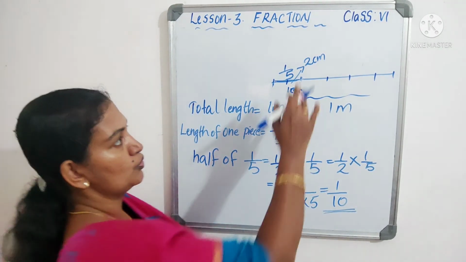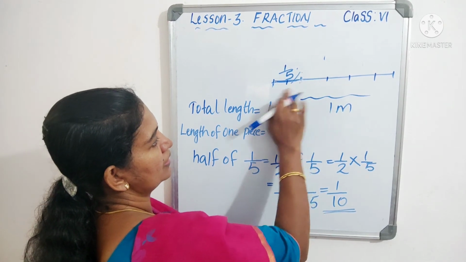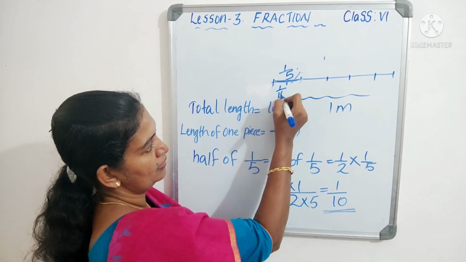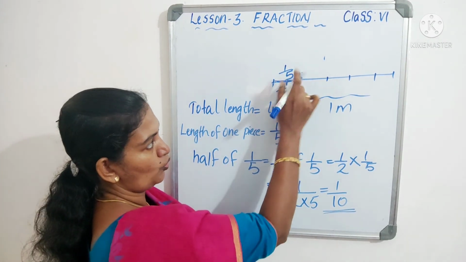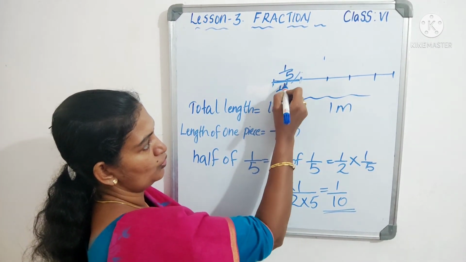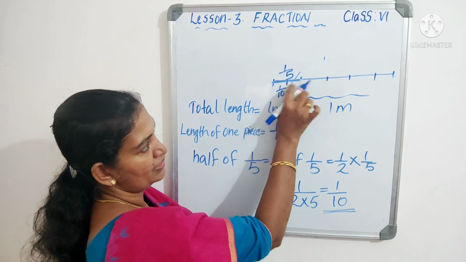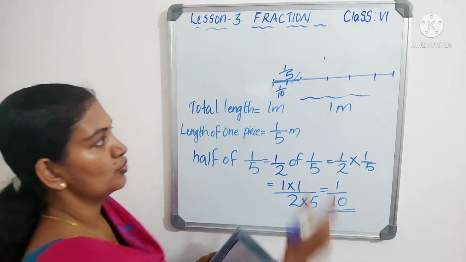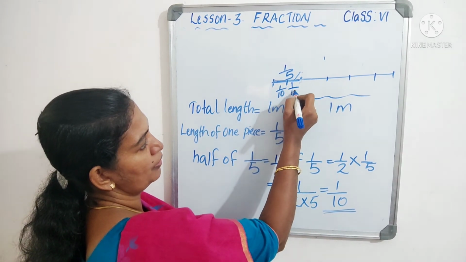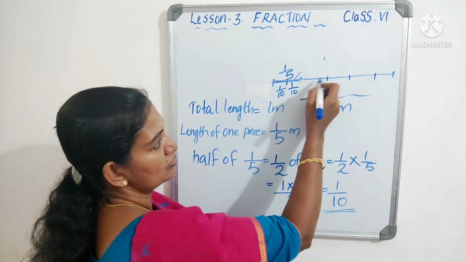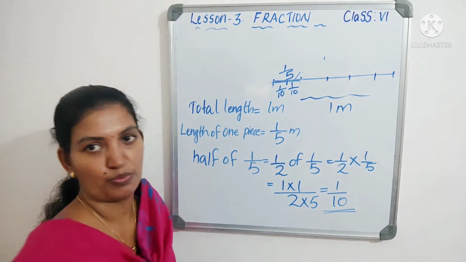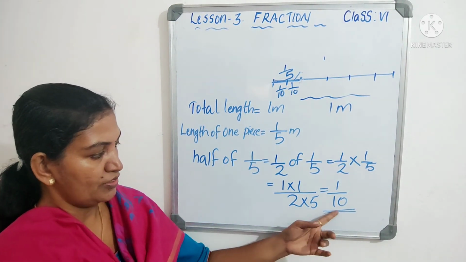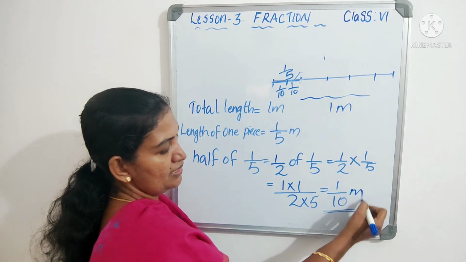Understood all of you? So the half of one portion is 1 by 10. The total length is 1 by 5, and again we are finding the half of 1 by 5, that is 1 by 10. So this is also 1 by 10. If you divide all, then we get 1 by 10 portions. This is in meter.